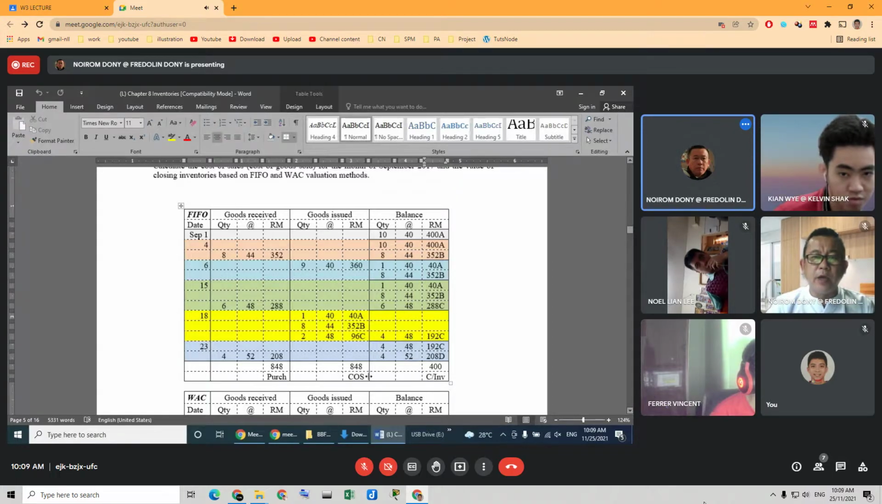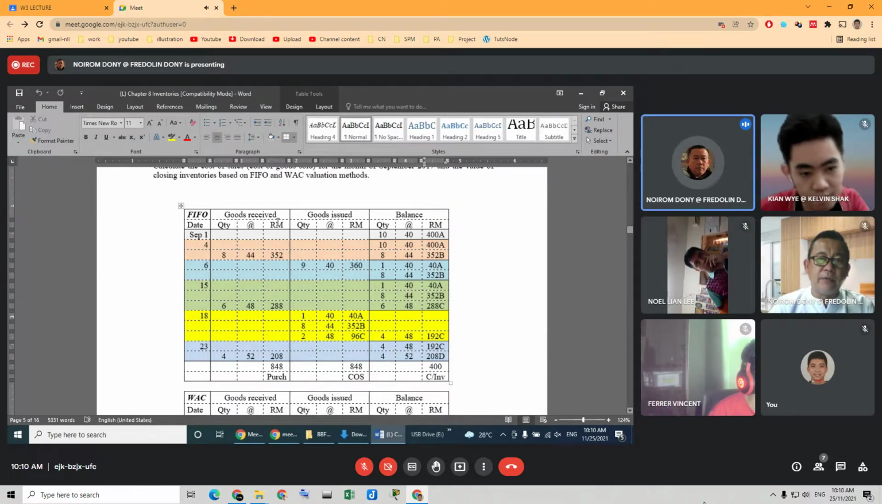Now, additional information that we have is, in order for you to find the purchases amount, again, you can do the same thing like cost of sales, which is you take from the value column, 352 plus 288 plus 208, equivalent to 848 as purchases amount. Why? Because this is not being updated like what we have in the balance. So that's why we can take the value from the value column. So plus altogether, then you get the total purchases.